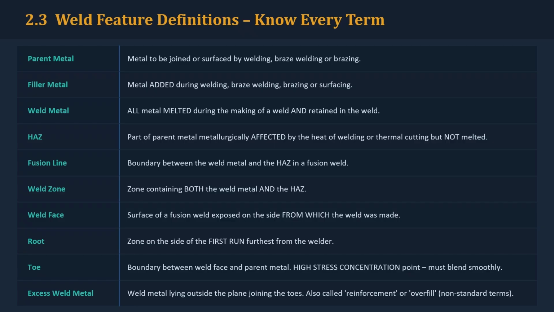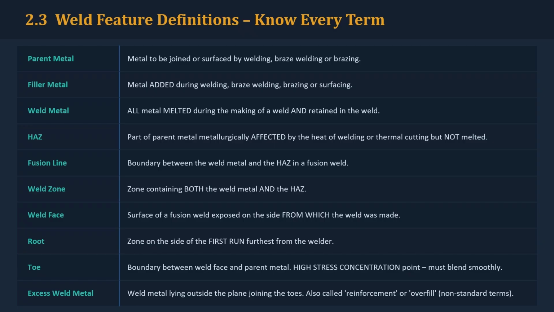This gives us an important examination distinction. Filler metal describes what was added. Weld metal describes what ultimately melted and remained in the weld. The weld metal may therefore contain material originating from the filler and, depending on the process and joint, melted parent material. The HAZ is parent material affected metallurgically by welding or thermal cutting but not melted.